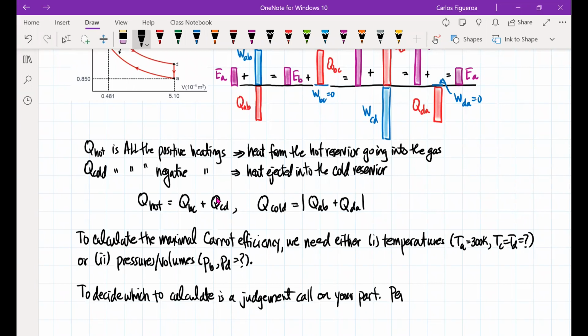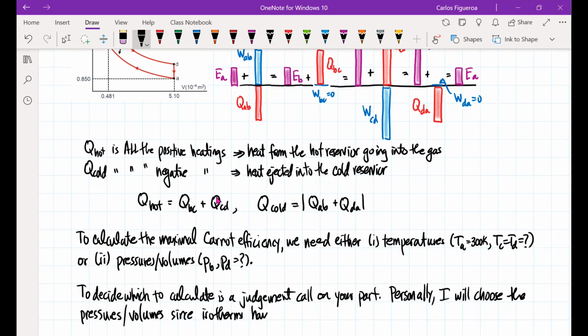Personally, I will choose the pressures and volumes, since isotherms have PV equal to a constant. So I can get the other two pressures because that relationship is easy. So let me show you what I mean by that.